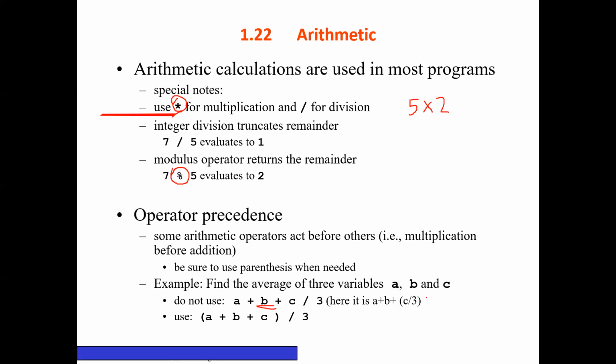First, c by 3 will be calculated because division has got more precedence. Then that c by 3 will be added to a and b. So actually, we don't require that. We need actually the sum of a, b, and c.